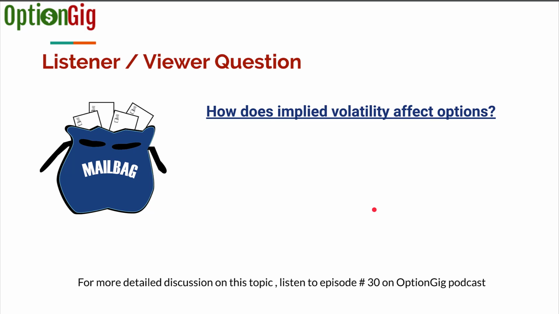Now, I'll briefly talk about how it impacts option pricing. But I did a podcast on this topic this weekend. So if you want to get into the details of how exactly it impacts, I would request you to head on over to the OptionGig podcast and listen to episode number 30. Okay. But just to summarize, the higher the implied volatility, the higher is the option premium. That is the relation between implied volatility and option pricing.